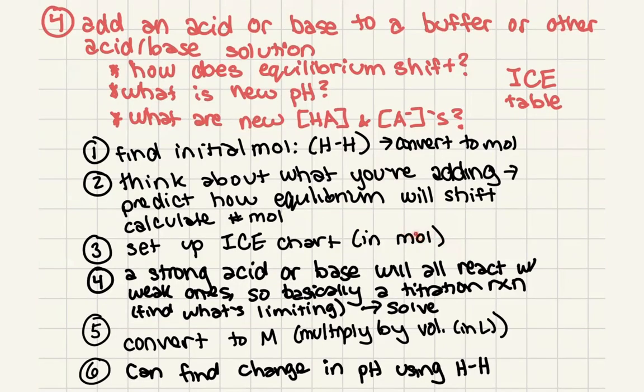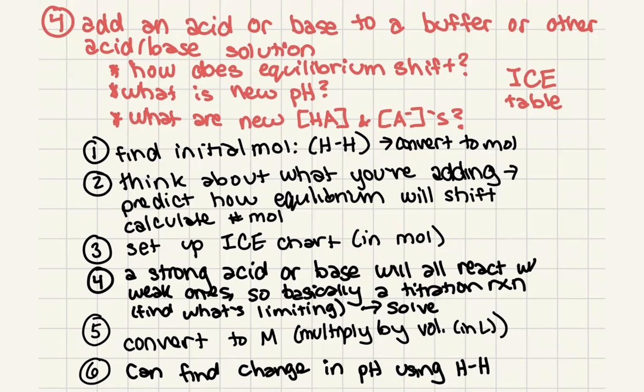Once you've predicted how things will shift and you know what you're subtracting and what you're adding, you can go ahead and set up your ICE chart in moles. So remember that a strong acid or base will basically all react with the weak ones. So you get a titration reaction where the limiting thing, whether it's the strong acid or strong base, or the actual amount of the weak acid or base you have in your solution, one of those is going to be limiting.